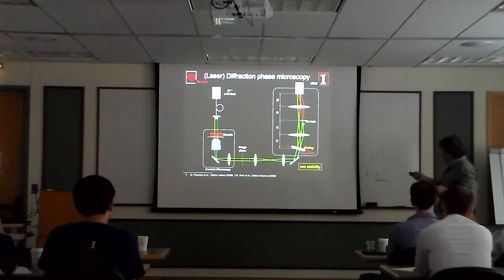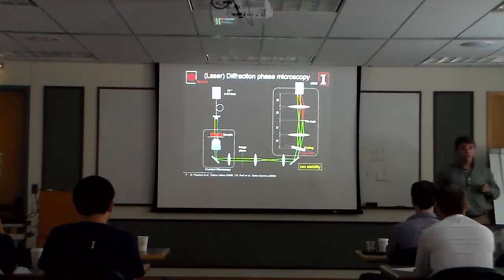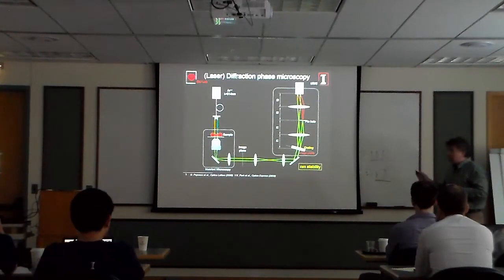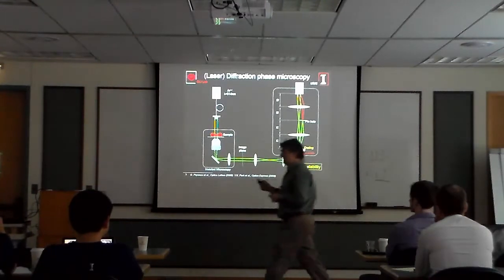And in order to have one beam that carries the image and the other one as a reference, we filter the second beam through a very small pinhole. So this lens creates the Fourier transform here.